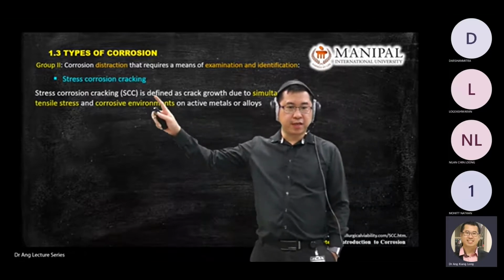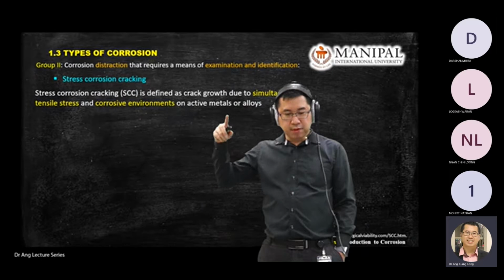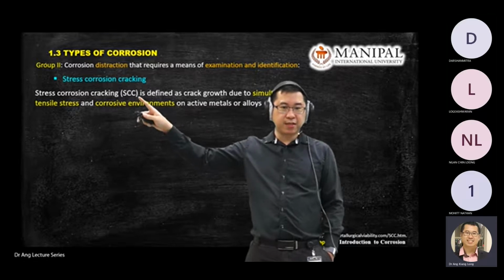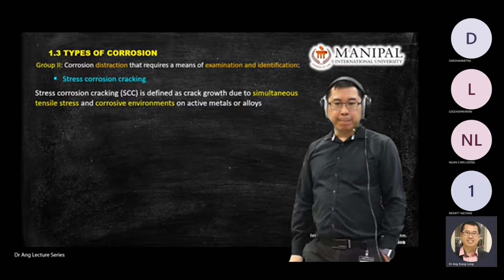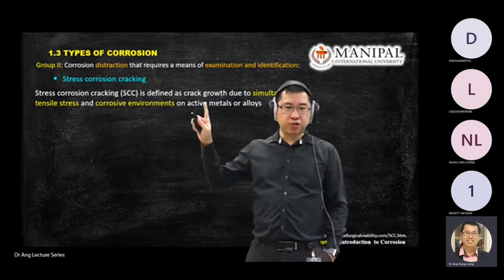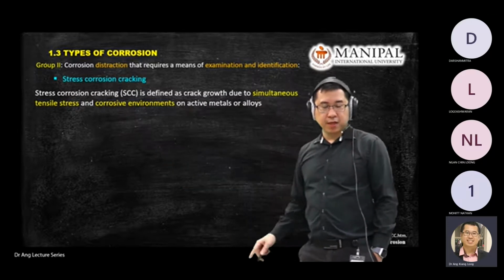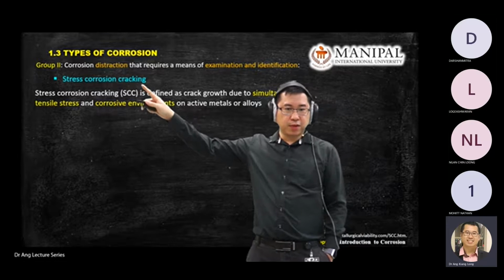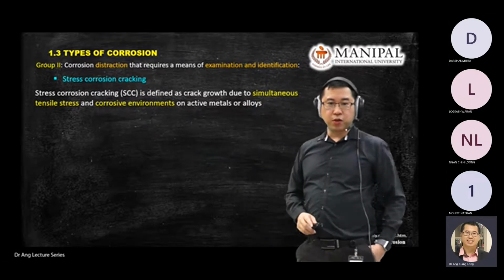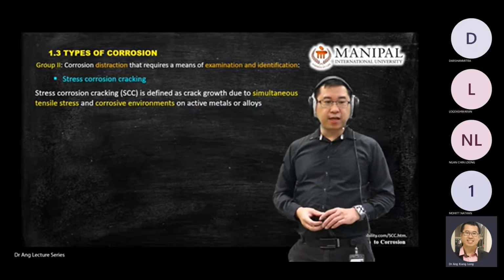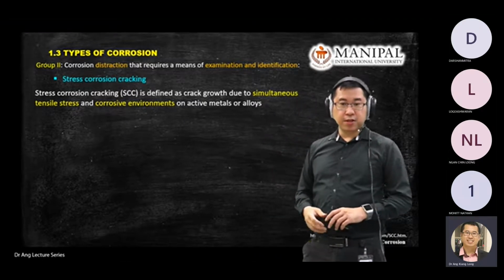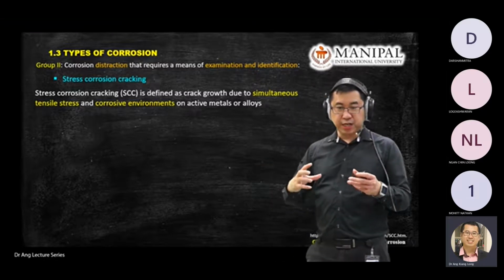Next one is stress corrosion cracking. In later chapters, when we talk about stress corrosion cracking, we will use SCC, capital SCC, to represent it. It is defined as crack growth under stress plus a corrosive environment. From the name itself, you know stress is involved, and in this case I highlight the type of stress is tensile stress. When you learn about stresses in your FEA, finite element analysis, or in your engineering courses, you have tensile stress, compressive stress, torsion, and bending.